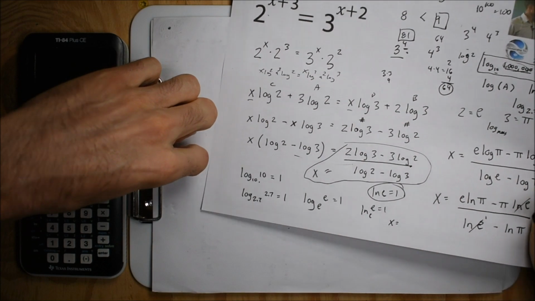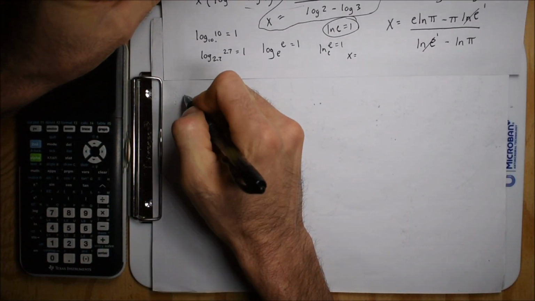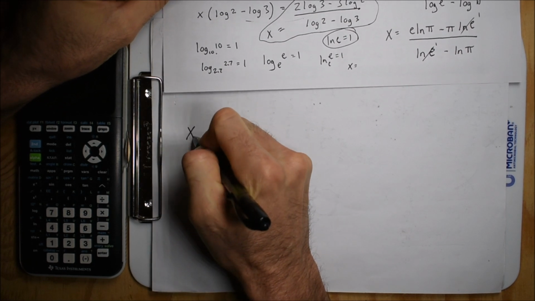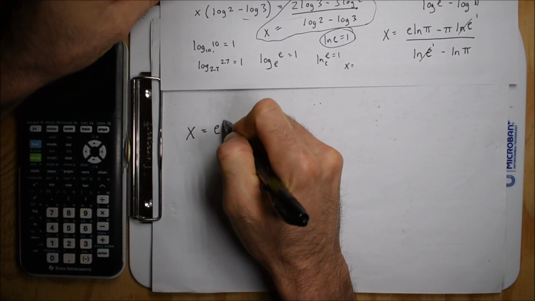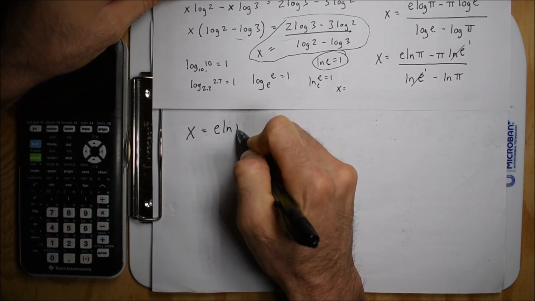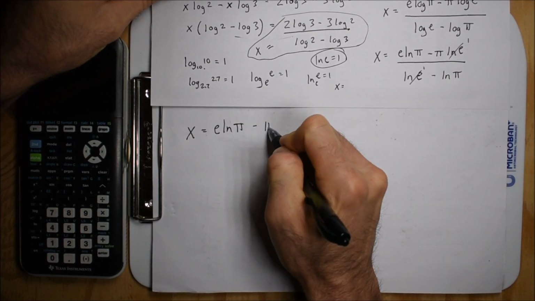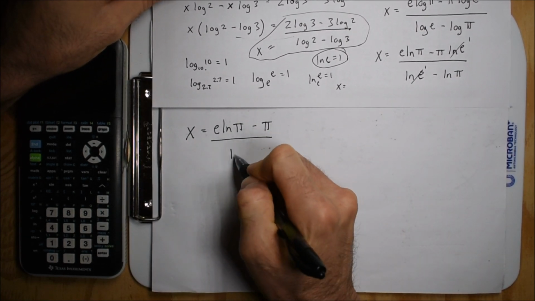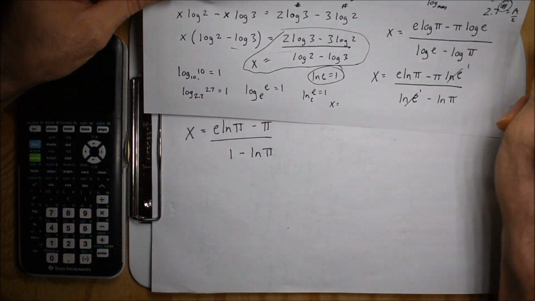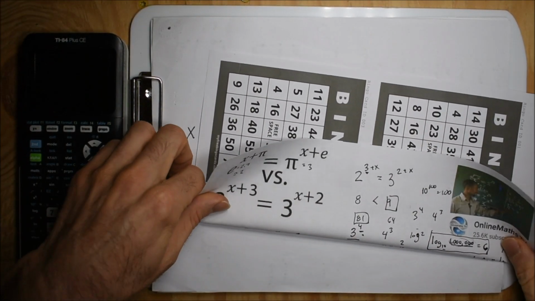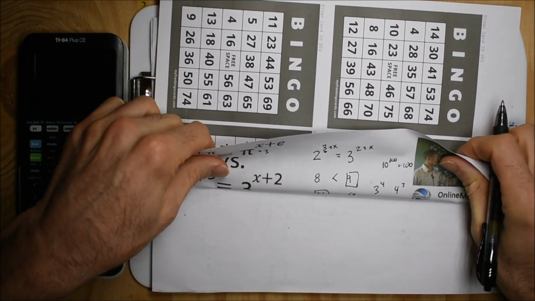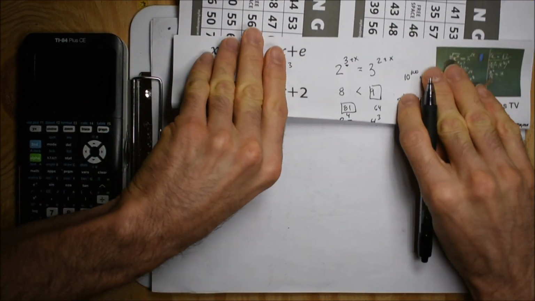So let's just clean it up. We're going to go up here. We're going to go x is equal to e ln pi minus pi, divided by 1 minus ln pi. All right, and since we can keep our original answer in the equation, there you go.